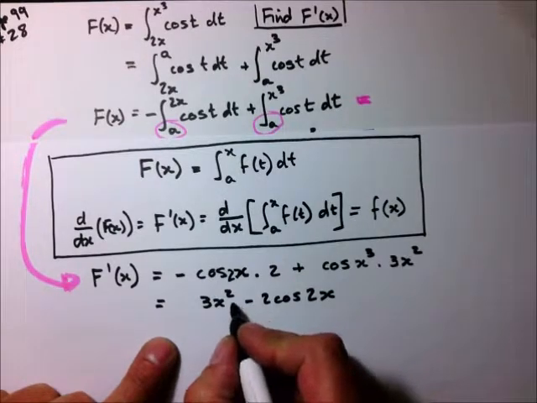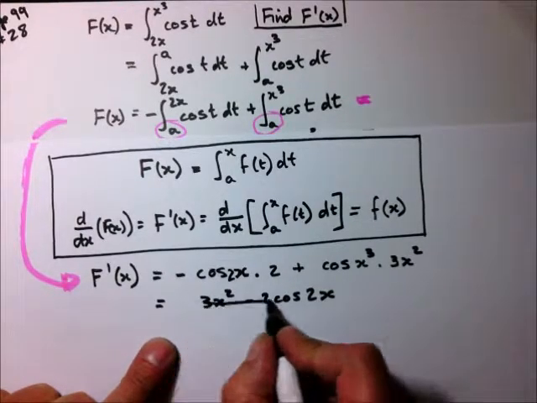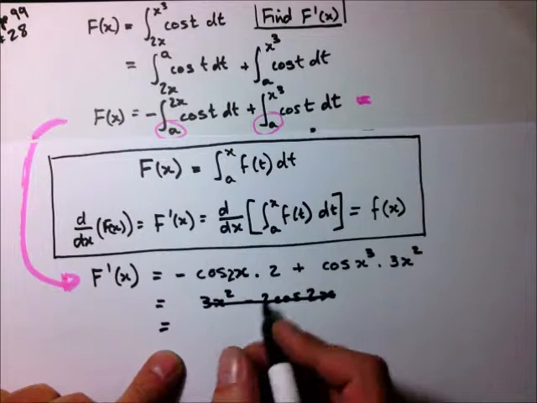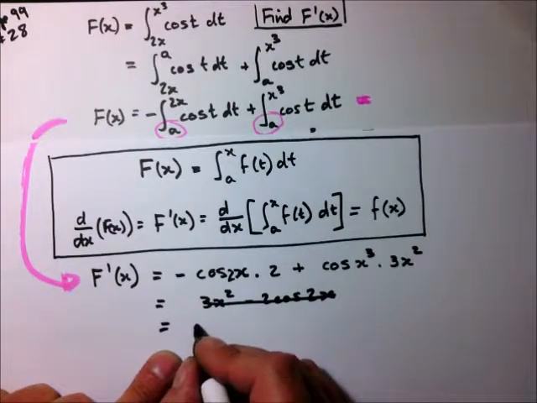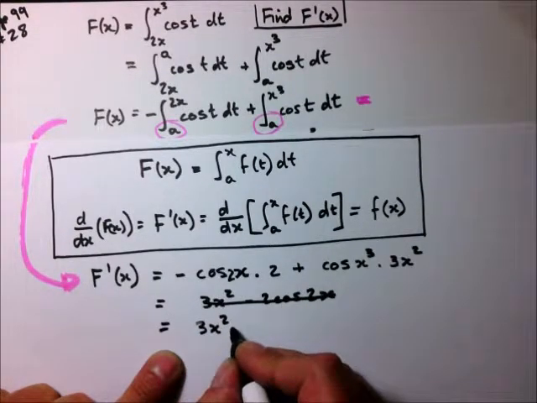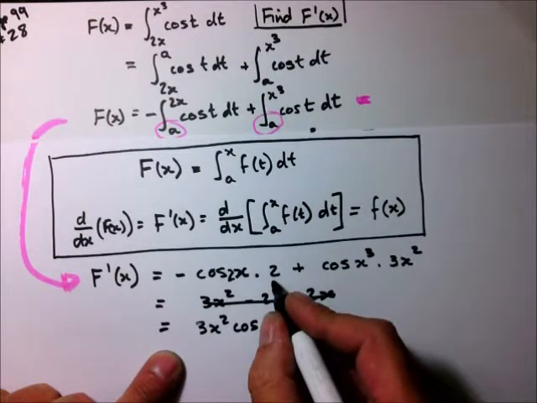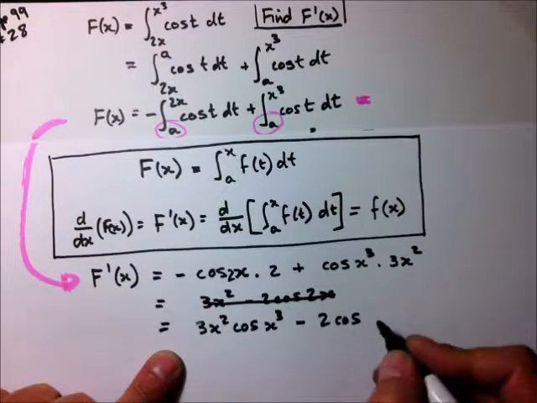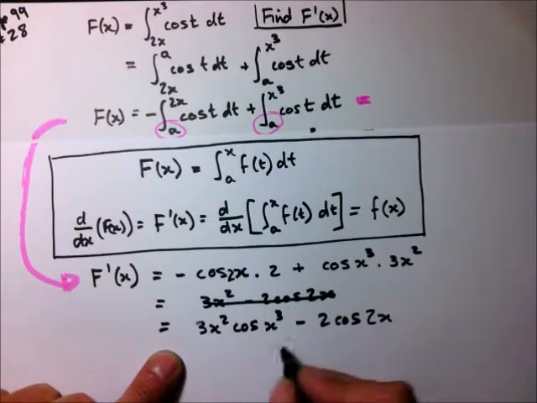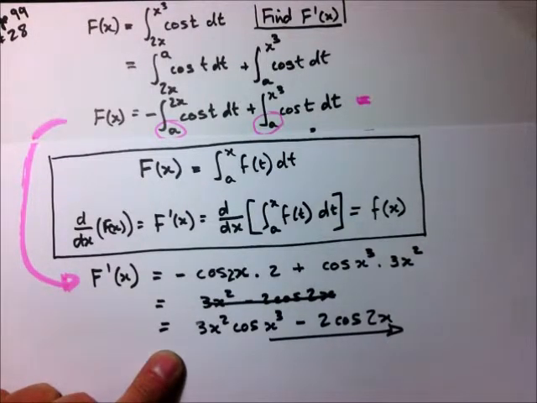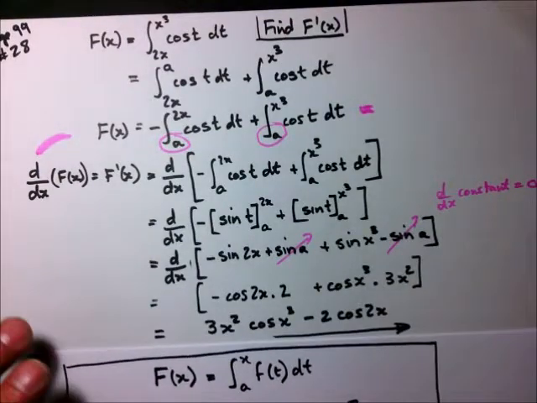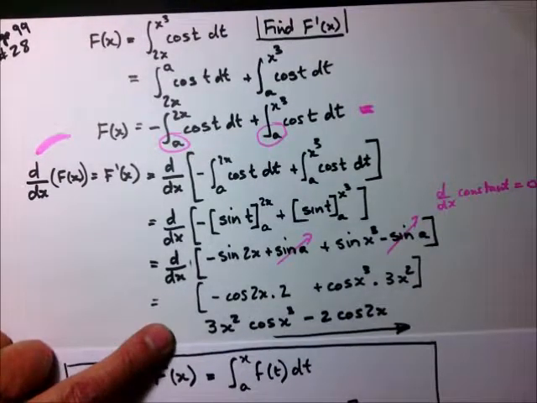Oh, I left out the cos here. Let's redo that again. It's 3x squared cos of x cubed minus the 2 cos of 2x. And there we have the same solution as we did previously.